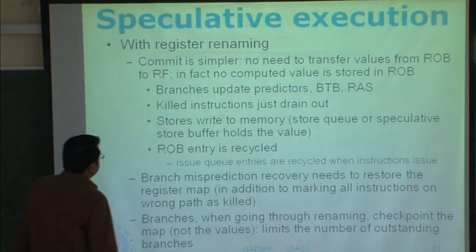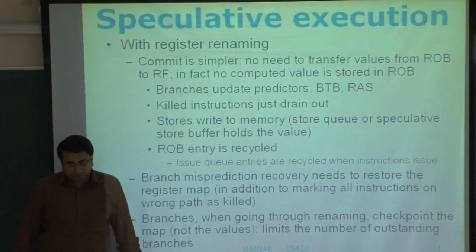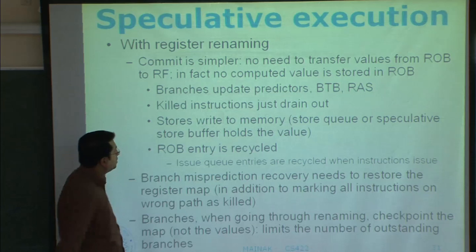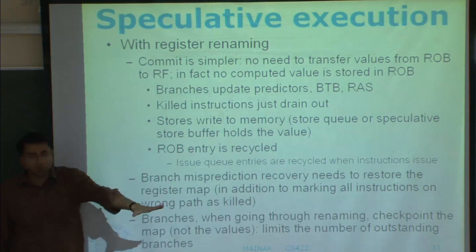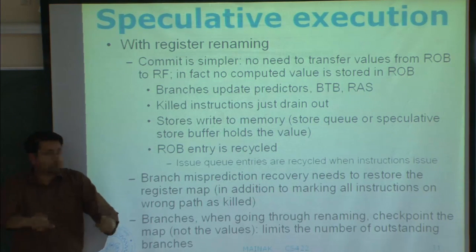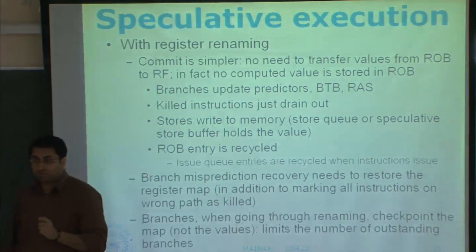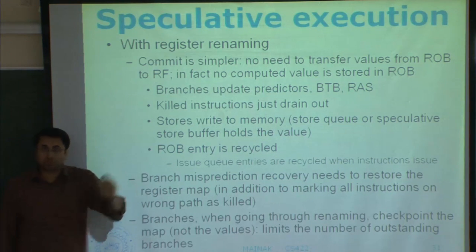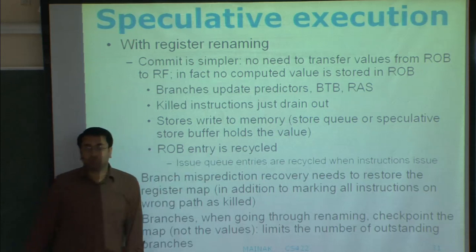Also, stores write to memory at this time. The store queue, or speculative store buffer, holds the value. Remember that we distribute the issue queue into functional units, so the memory subsystem gets two issue queues: a load queue and a store queue. Load instructions go into the load queue, and store instructions go into the store queue, which also holds the value to be stored. When the store comes to the head of the ROB, the value is moved from the store queue to memory. And finally, the ROB entry is recycled so that it can be reused.